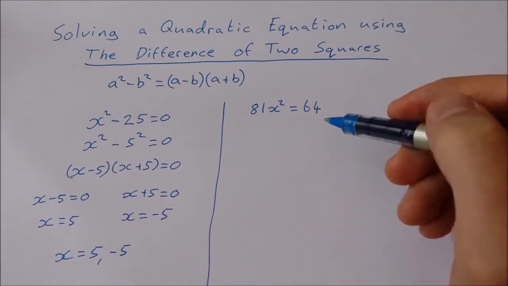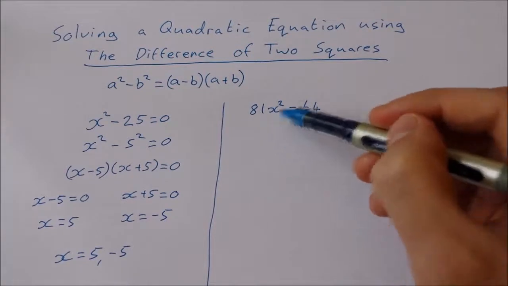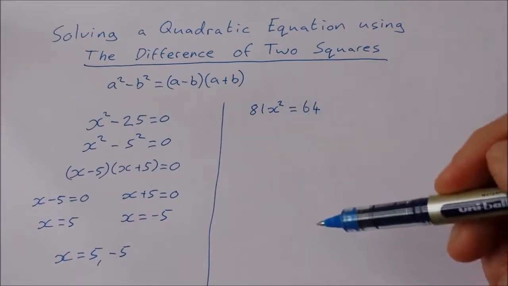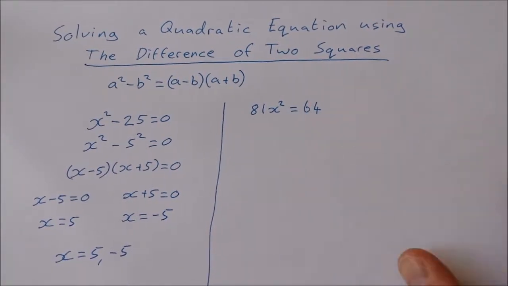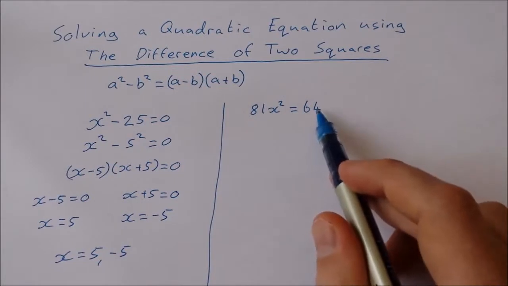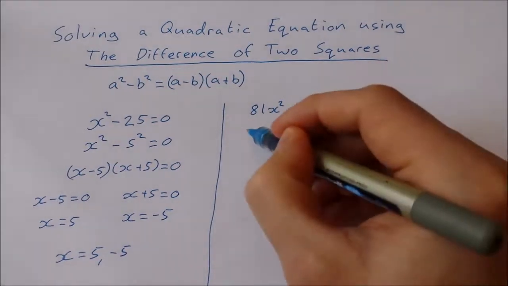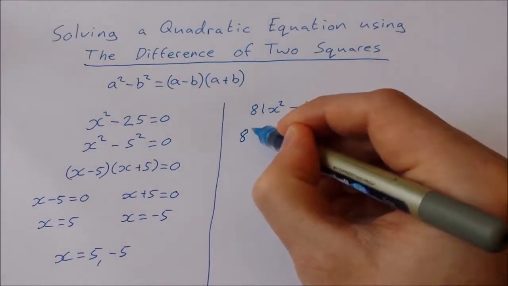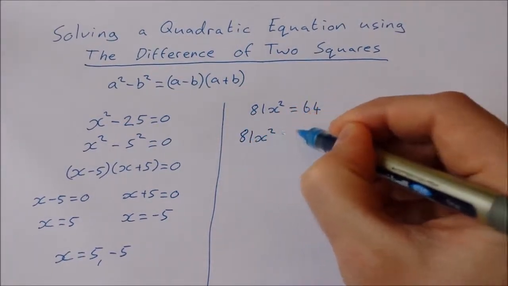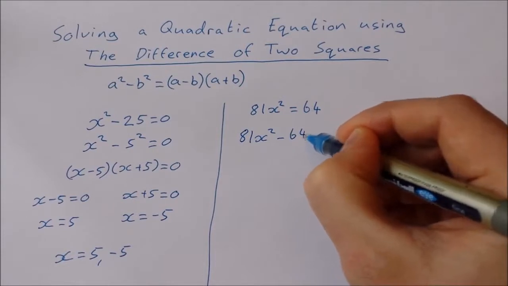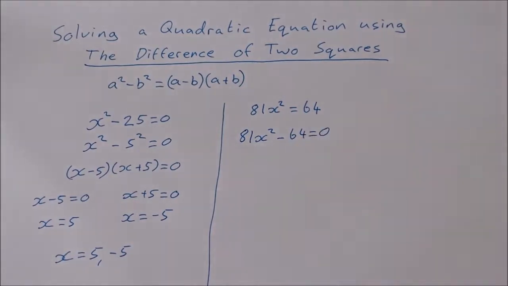This example here now is a little bit more difficult. 81x squared is equal to 64. And I want to use the difference of two squares method, so I need to get 0 on that side there. So I'm going to take 64 from both sides. That will give me 81x squared minus 64 equal to 0.